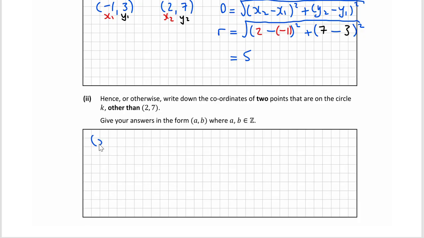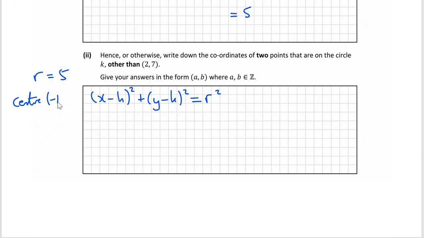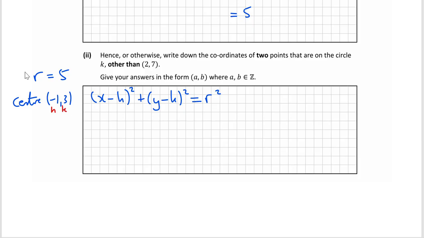I'm going to go for x minus h to be squared plus y minus k to be squared is equal to r squared. We know that the radius of the circle is 5. We know that the centre is minus 1, 3. So now I'm going to get my h and k here. I'm going to update my circle to give me x minus, plus y minus, is equal to r squared. 5 squared is 25.